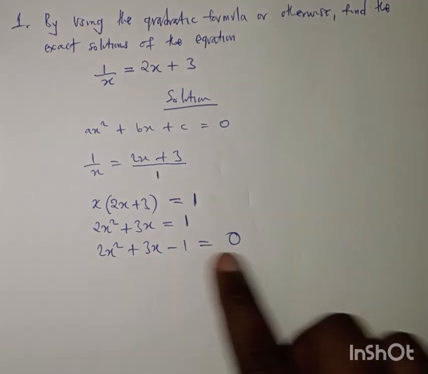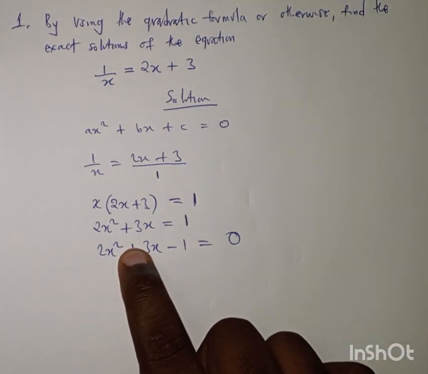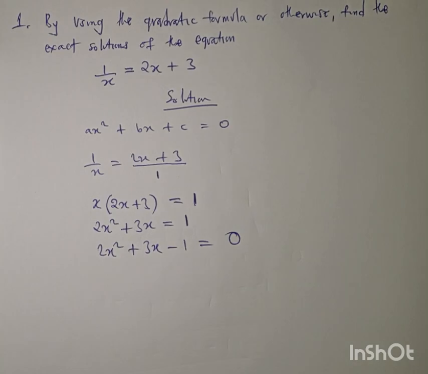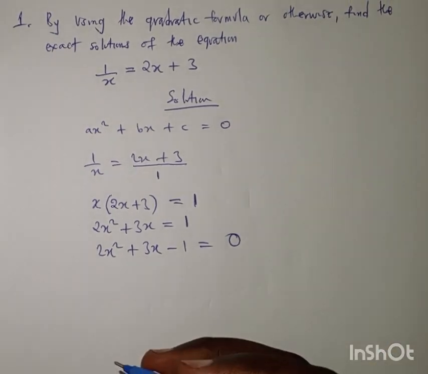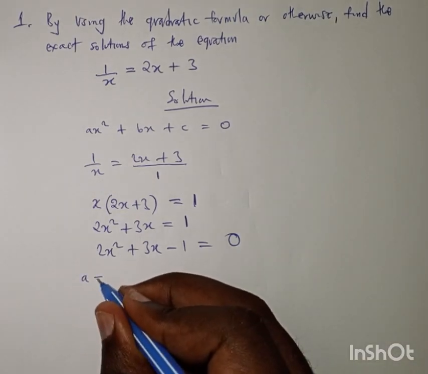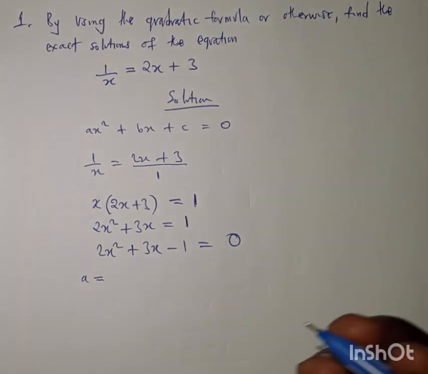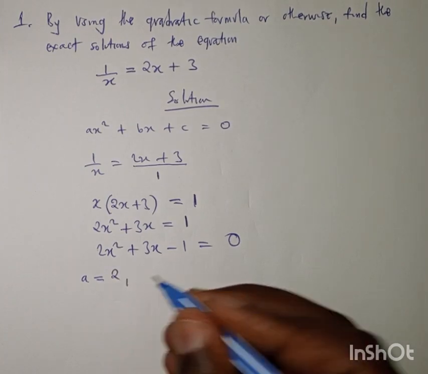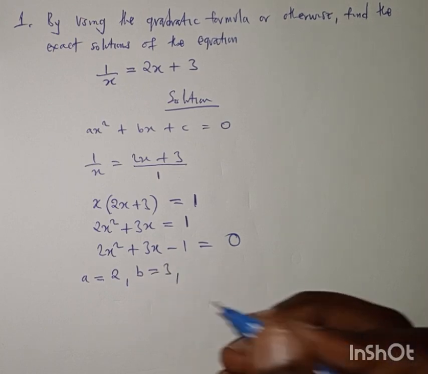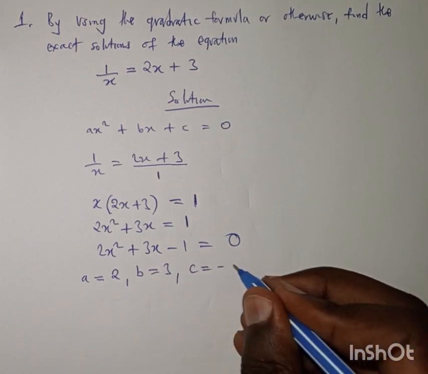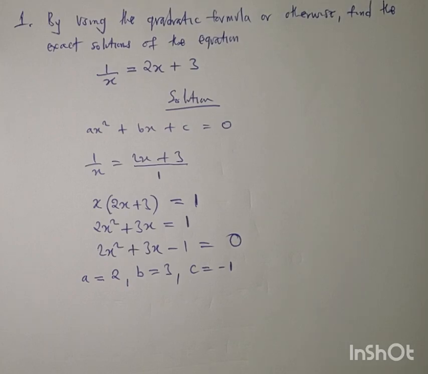Now since we have quadratic form, we can determine the values of a, b, and c. What is the value of a? a is the coefficient of x squared, that is 2. And what's the value of b? b is 3. And c is negative 1. So we are solving this quadratic equation by the formula method.